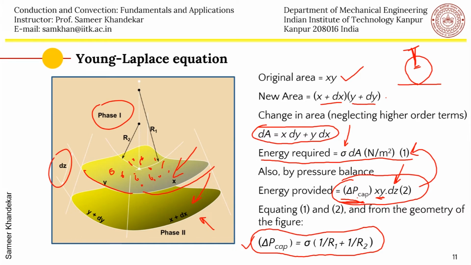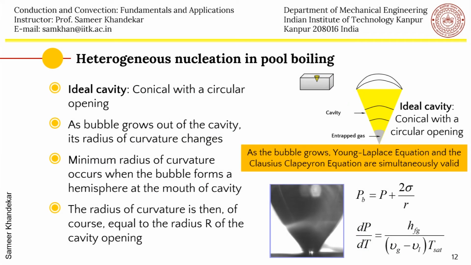growth of a bubble. Now, what is the next condition? There are two conditions. This is a mechanical condition of stability, and the other condition comes from thermodynamics. That will come from the Clausius-Clapeyron equation. If you recall your Clausius-Clapeyron equation, what it tells you is it relates the pressure condition to the latent heat of the system.